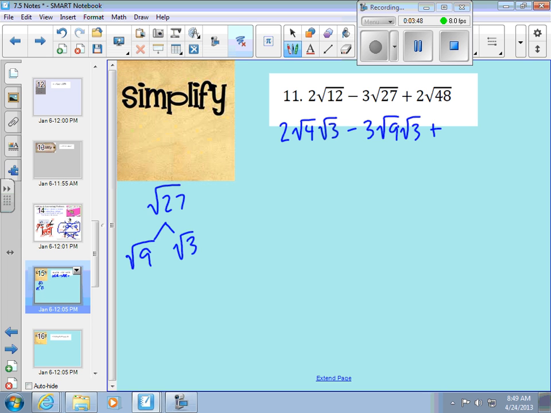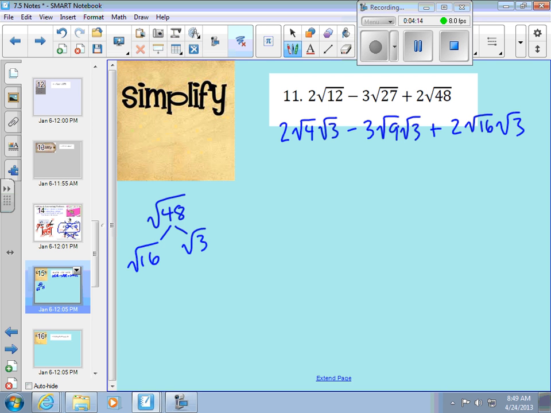Let's go to our last one. Are there any perfect squares that go into 48? If we start thinking through our perfect squares, 4 does, but there actually is an even bigger one. The square root of 16 is a perfect square that divides in 3 times. So we're going to write this one as 2 times the square root of 16 times the square root of 3.